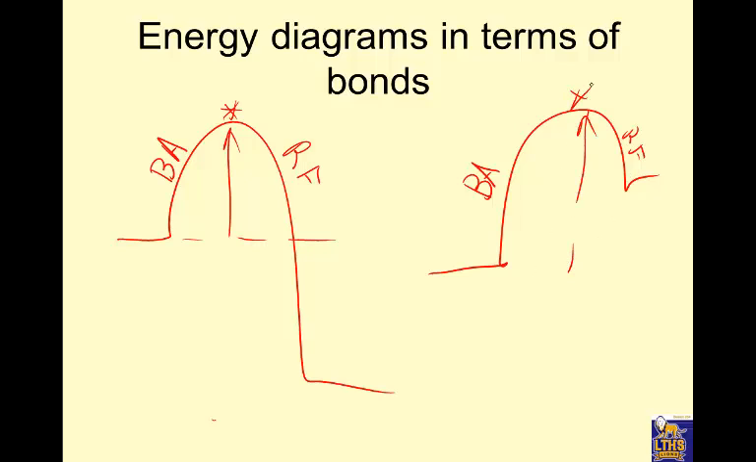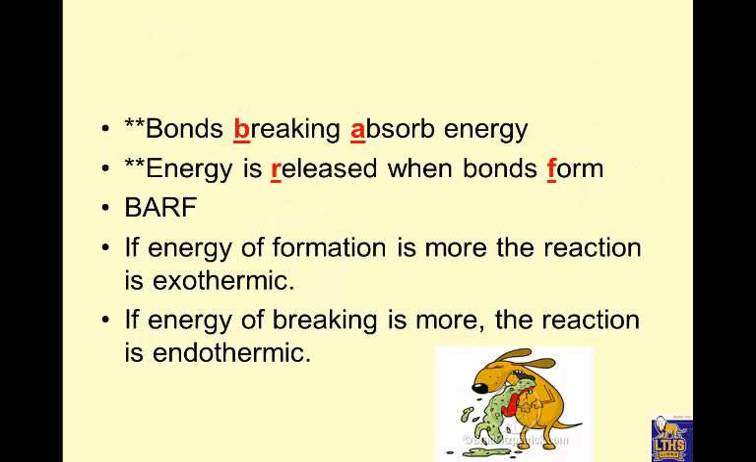Okay, always. So, what's the difference? Well, it looks like these products released more energy when they formed than it took to break the original. So bonds breaking absorb energy. That's your BA, uphill. Energy is released when new bonds form. That's the RF. Every chemical reaction has to barf. If the energy released when forming is more than the energy it took to break, then it's exothermic. If the energy to break the bonds is more than the energy released, then it's endothermic.